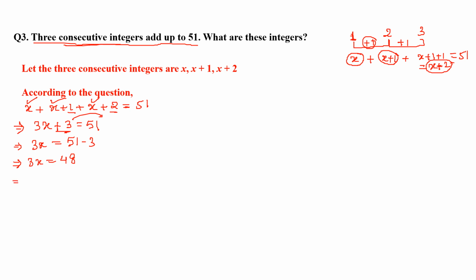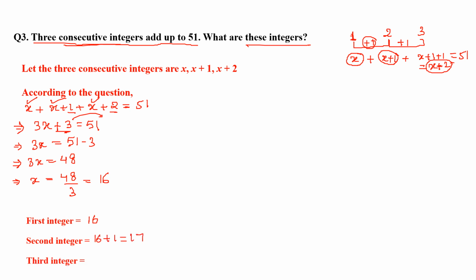Now to get the value of x, I have to transpose 3 to the other side. So it will become 48 divided by 3, which will give me 16. Okay, so I have got the value of x, but I have to find all three consecutive integers. X is only the first integer, isn't it? So from here I can write my first integer is 16. Second integer will be 16 plus 1, which is 17. And the third integer will be 16 plus 2, which is 18.